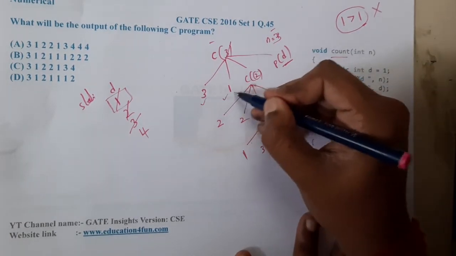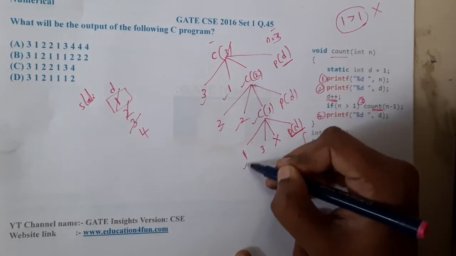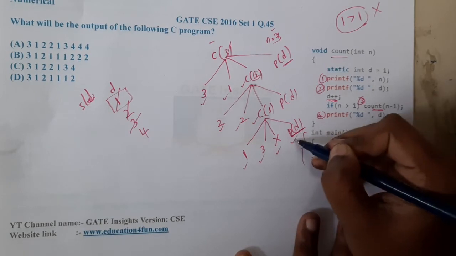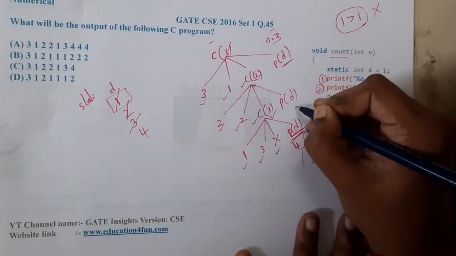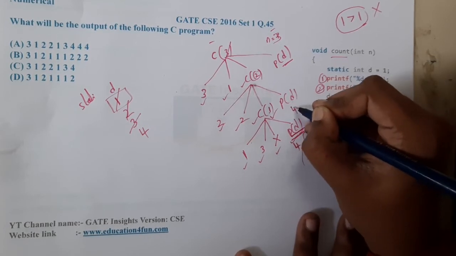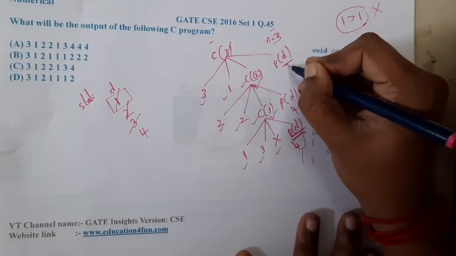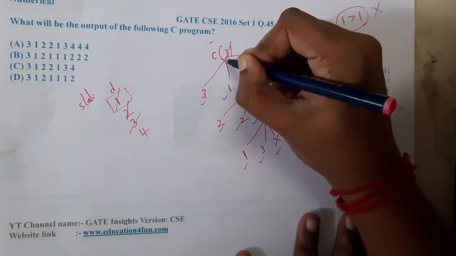We are done with each of these calls. What is the value of d? It is 4. So it will print a 4. This is done, this is done. Now what will be the value of d? It is also 4. Now this is done. Now what will be the value of d? That is 4. Now this is done. Hence this will also be done.